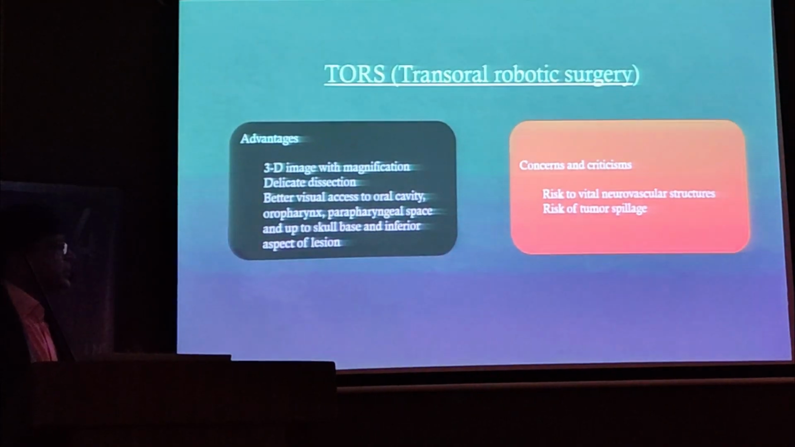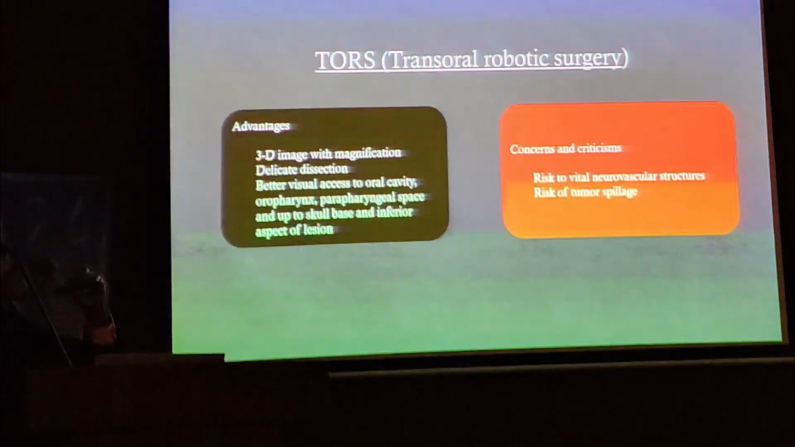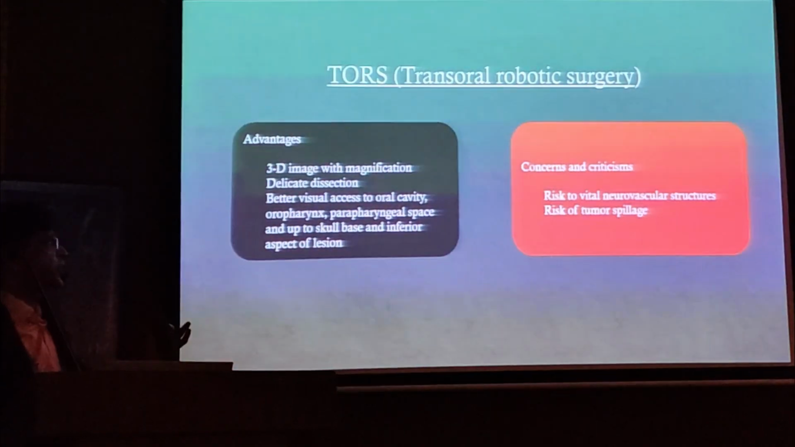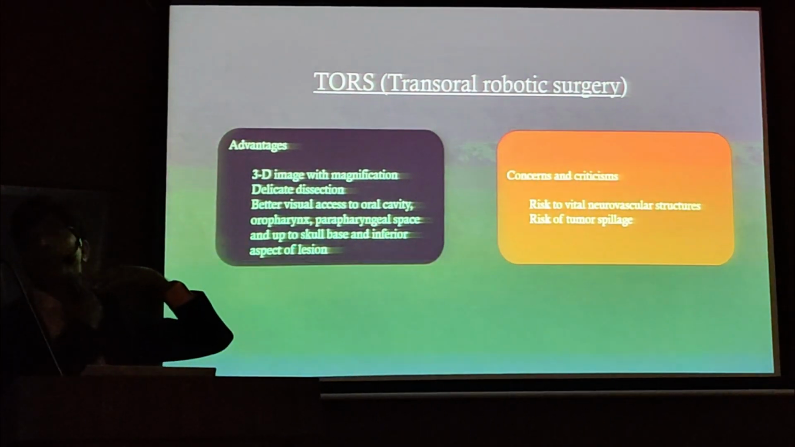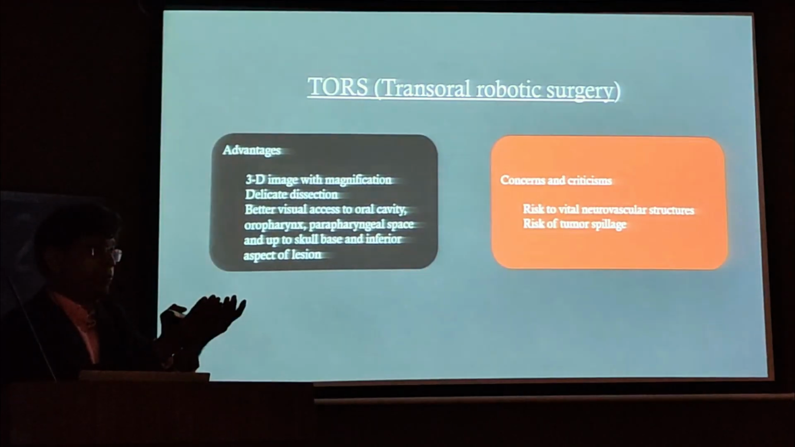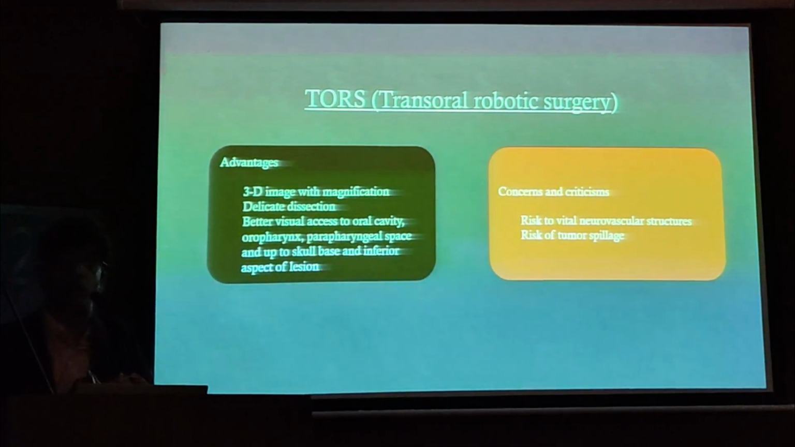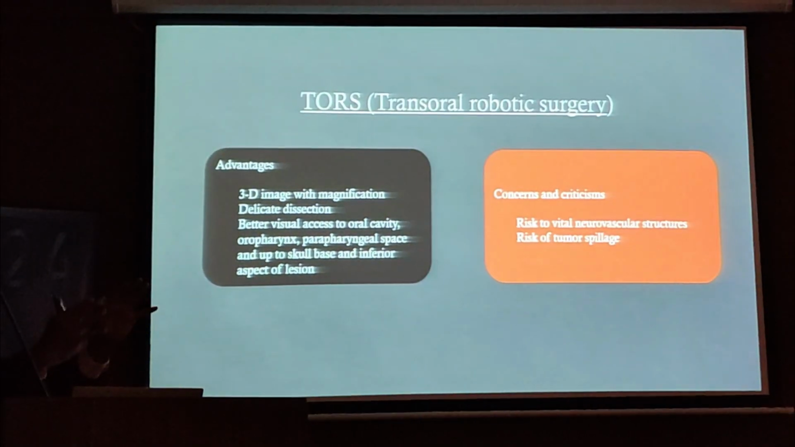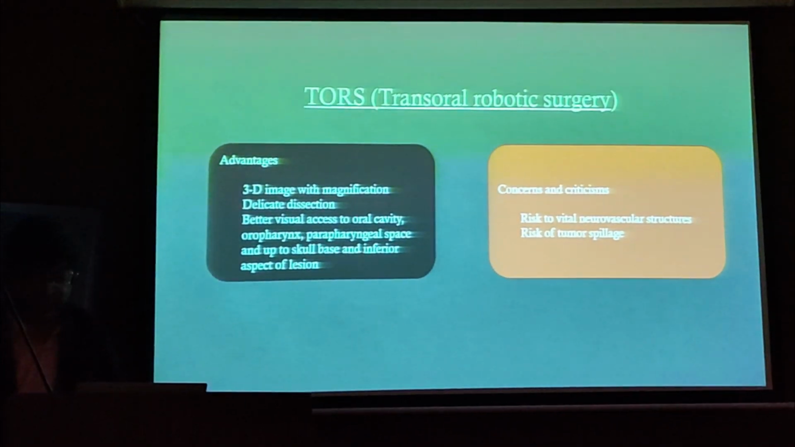But the concern is vital structures which are there, sometimes you can't retract them, they come in the way, sometimes injury can happen. And tumor spillage, because when you open, the whole tumor is there in front of you. You can very well manage with your fingers or whatever instrument you want to use, but there you do have limited access. If it ruptures, the spillage would be there, and that is something very dangerous for the patient.